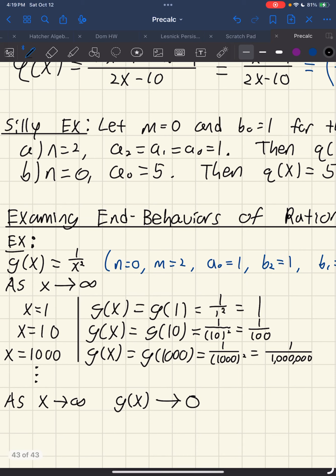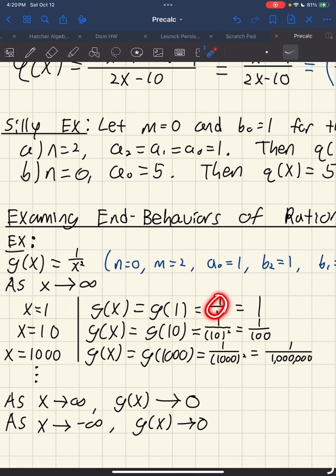And similarly, let me just read my notes real quick. I see. My fault. So, similarly, I'll let you guys check it for yourself. As x goes to negative infinity, g of x is also going to 0. Just do these same processes. When you plug in negative 1, you'll get 1 over negative 1 squared, which is the same as 1. If you want to plug in x equals negative 10, you'll get 1 over negative 10 squared, which would be 1 over 100. You'll get the same values. So hopefully this is believable that as x goes to infinity or negative infinity, g of x goes to 0.